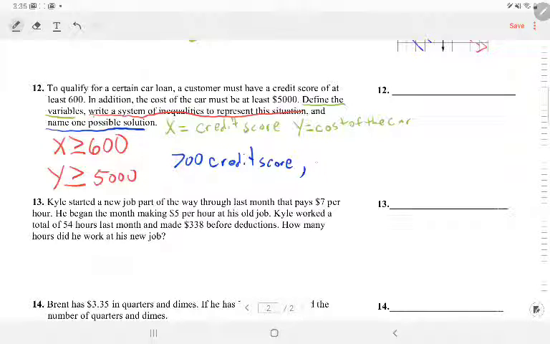And a $6,000 car. Okay, so it just has to answer what the problem says. The credit score has to be 600 or above, and the car has to be 5,000 or above. Any two numbers would work as long as it meets that parameter.